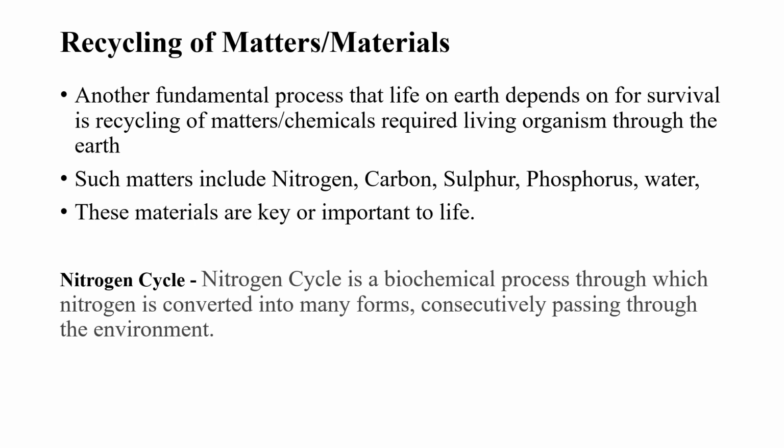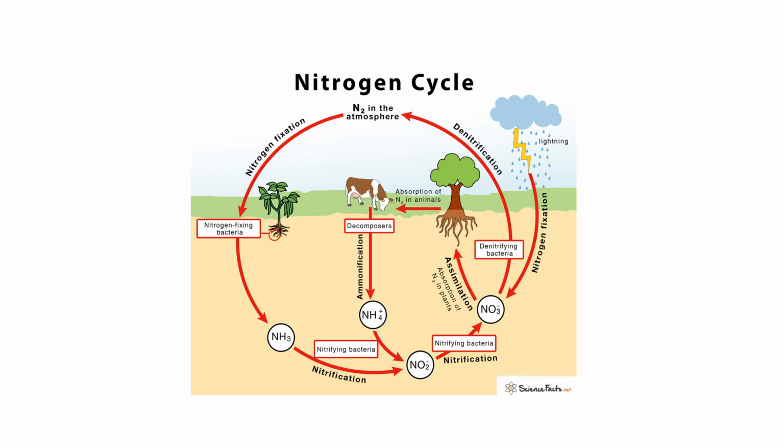Nitrogen cycle is a biochemical process through which nitrogen is converted into many forms, consecutively passing through the environment. What we are trying to say there is that nitrogen cycle is a biological process, whereby nitrogen moves in different compounds or different forms in the environment to the organisms. And you can see, looking on the screen, a cycle that is showing the movement of nitrogen in different forms. Now, if we start from here, nitrogen in the atmosphere.